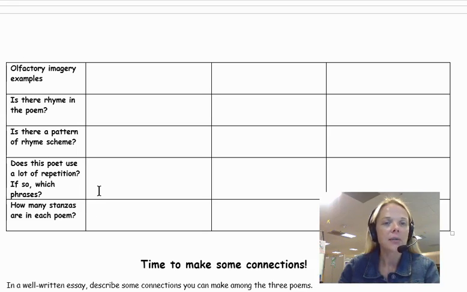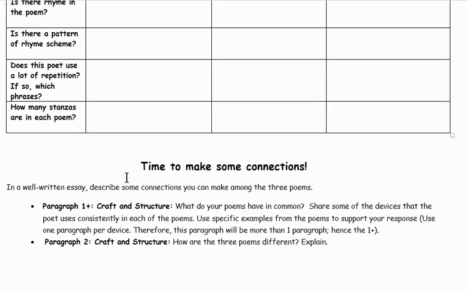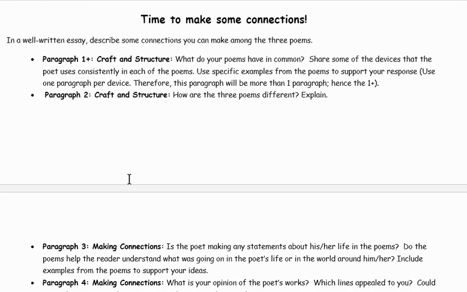After you fill out this document, for which you're going to take your 3 poems again to use in order to fill this out, I want you to make some connections. In a well-written essay, I want you to describe some connections you can make among the 3 poems. Your first paragraph, which will be longer than 1 paragraph, you'll see, is about craft and structure. What do your poems have in common? Share some of the devices that are used consistently in each of the poems. I would like you to include specific examples from the poems to support your response.